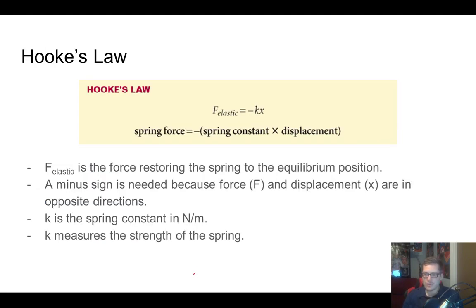All right, so first of all, we need to look at this thing called Hooke's law. Hooke's law allows us to calculate the spring force, the elastic force. It's the force that keeps our object in this motion, and it's equal to negative kx, where k is the spring constant. We've looked at spring constants before. It's essentially how stiff the spring is.